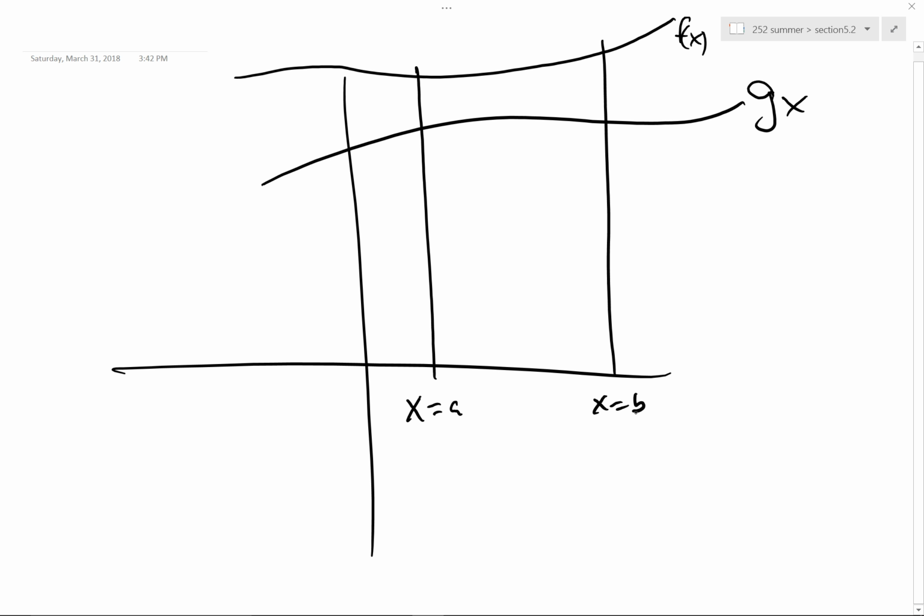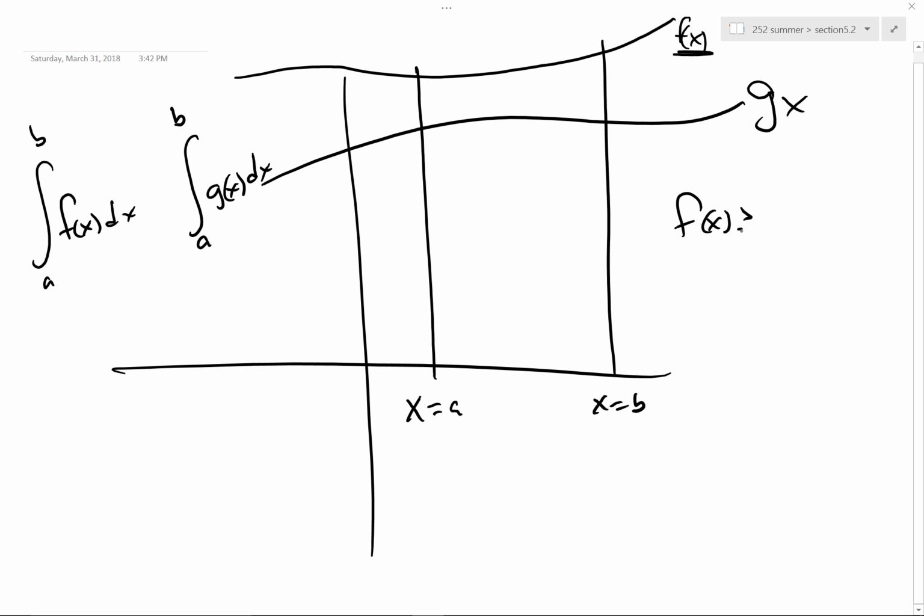Now, tell me this. The integral of f of x on that interval and the integral of g of x on that interval, who is bigger? Well, since f is bigger than g on the interval, then this integral is also bigger on that interval.